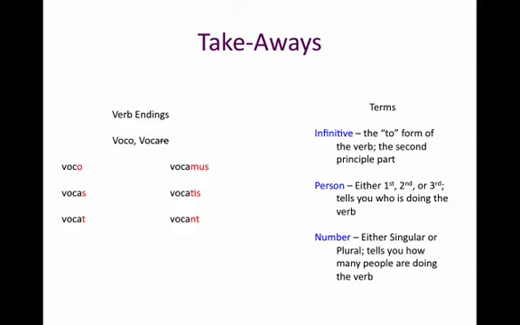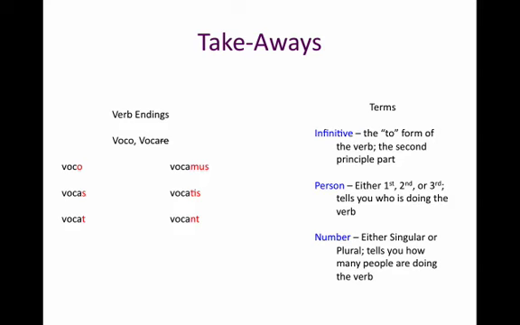Now, let's just talk about our takeaways from this lesson. There are two things that you really need to remember. The first is, of course, your verb endings and how to form the verb itself. So remember, our endings are o, s, t, mus, tis, nt. You're going to add these onto the proper stem, and you're going to need to know how to translate these. So voco, I call. Vocas, you call. Vocat, he, she, it calls. Vocamus, we call. Vocatis, y'all call.